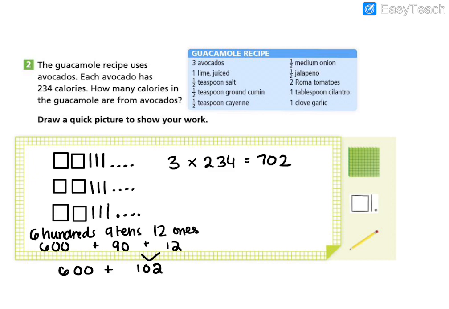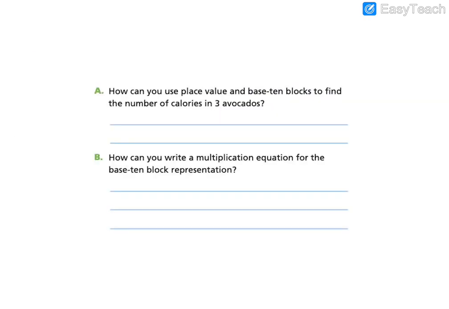Okay, now let's go ahead and look at question A. Question A asks us, how can you use place value and base 10 blocks to find the number of calories in 3 avocados? So basically it's asking us, well, how could we have found that answer, that 702 calories, using what we did. So you're showing that you're using base 10 blocks to represent the calories in each of the 3 avocados. You have 3 groups of those base 10 blocks.